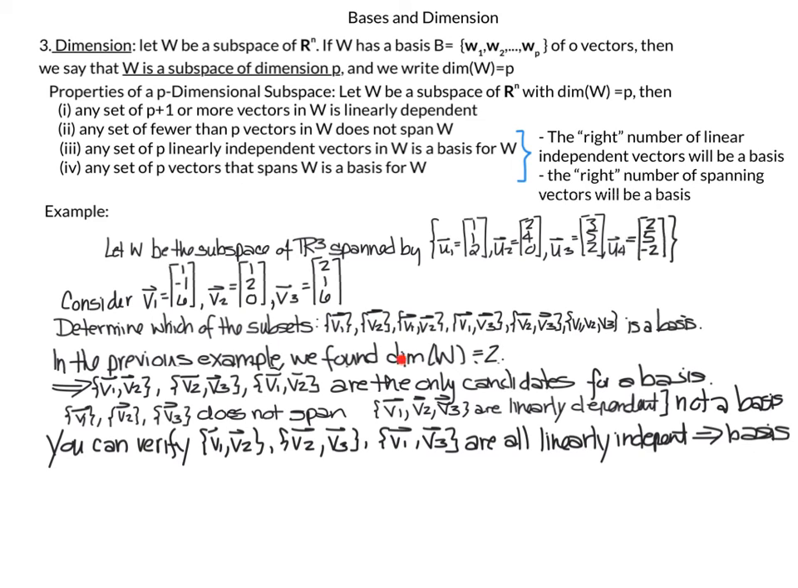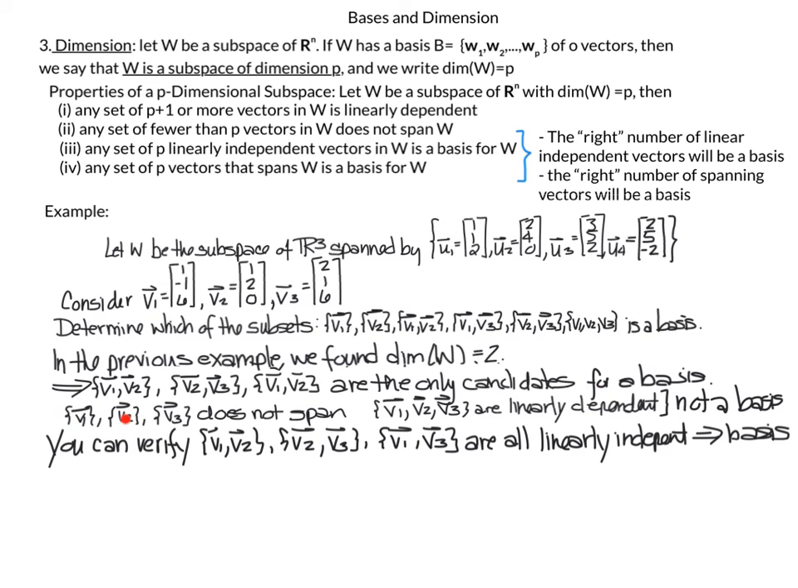In the previous example, we found the dimension of W is equal to 2. And by our properties here, basically we need the right number of spanning vectors to be a basis, or the right number of linearly independent vectors to be a basis. So our basis has to have two vectors. That eliminates just one vector by itself, or three vectors. So the only candidates really are v1, v2, v1 and v3, and v2 and v3. So here are our three candidates.